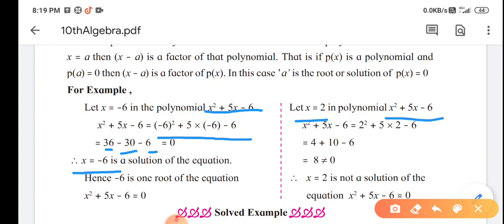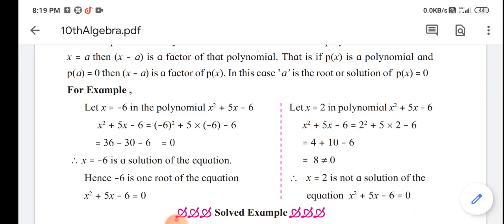So x square plus 5x minus 6 is equal to 2 square plus 5 into 2 minus 6, that is 4 plus 10 minus 6. So 4 plus 10 minus 6 is 8, and 8 is not equal to 0. That means we can say that for x is equal to 2, the given equation is not satisfied. Both sides are not equal. That's why x is equal to 2 is not a root or solution of the given quadratic equation. Got it?